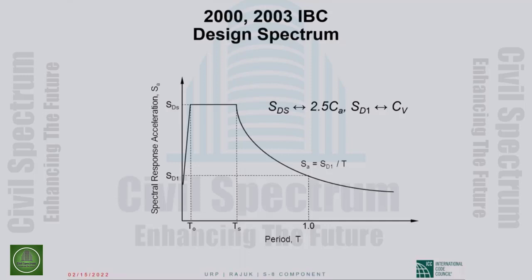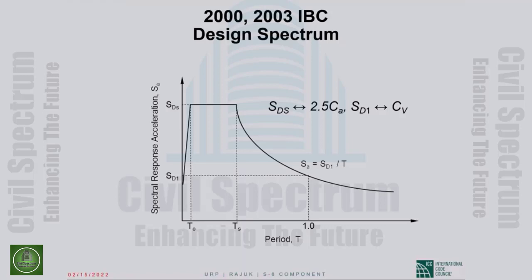Okay, I have discussed all of this, and I have that again on a couple of slides. But this profound change took place. So we are now designing for 2/3 of the maximum considered earthquake. Okay, that is in a way our design earthquake. So all these quantities S sub ds, S sub d1 are for 2/3 of the maximum considered earthquake.